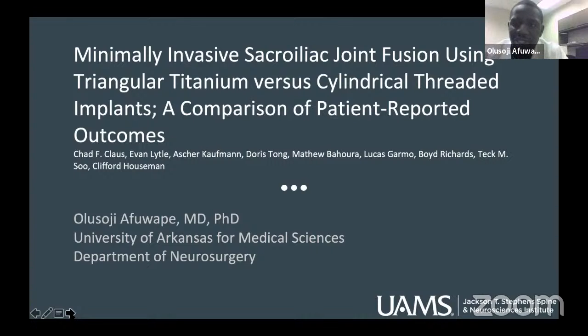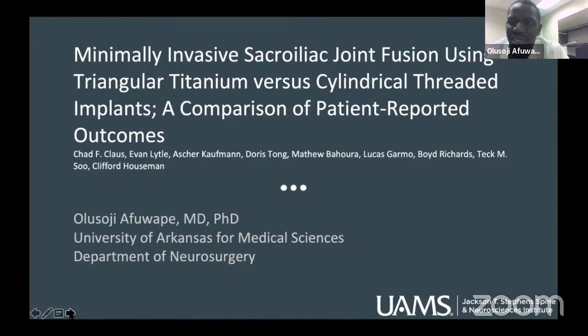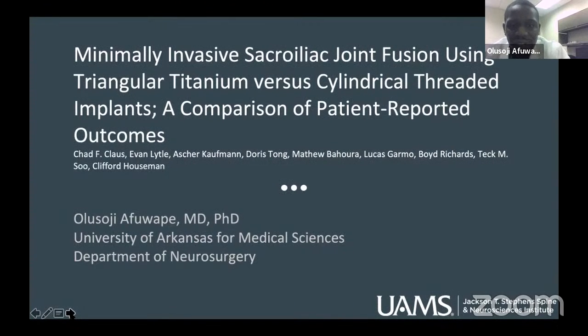Thank you, Dr. Kazemi. My name is Olusoji Afawape, and I'm a second-year neurosurgery resident here at UAMS. This article is from the Extension Group in Southfield, Michigan. Title is Minimally Invasive Sacroiliac Joint Fusion Using Triangular Titanium versus Cylindrical Threaded Implants, a comparison of patient-reported outcomes. This is published in the World Neurosurgery Journal.